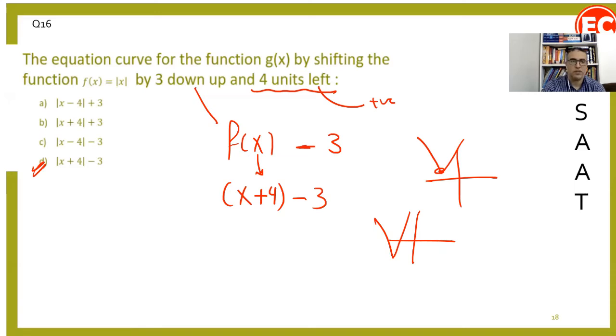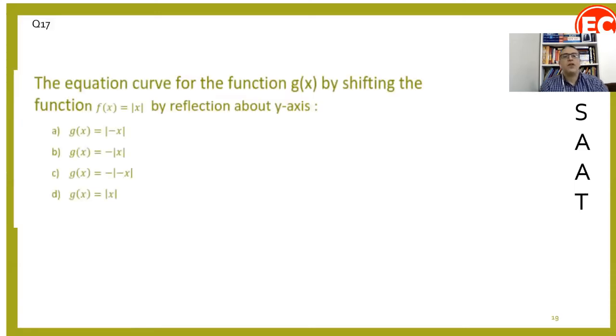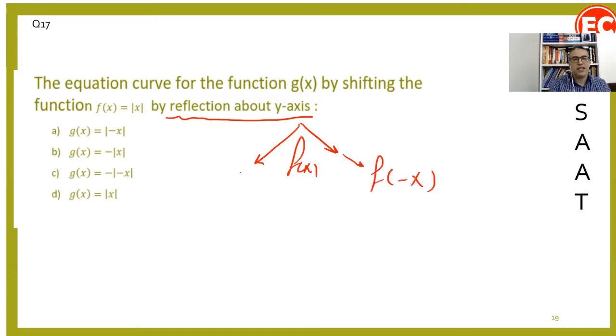Another example for transformation. The equation of the curve of the function is shifting the function by reflection about the y-axis. You have two methods for reflection. If you have a function f of x, you have a function f of negative x, and you have a function negative f of x. If the negative is outside, it means that you are changing the y, so this is reflection about the x-axis.